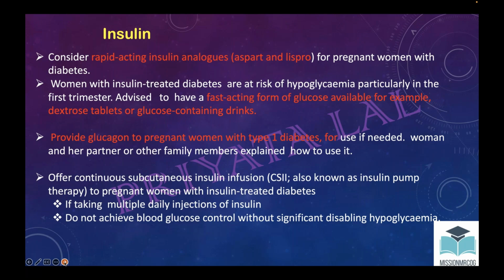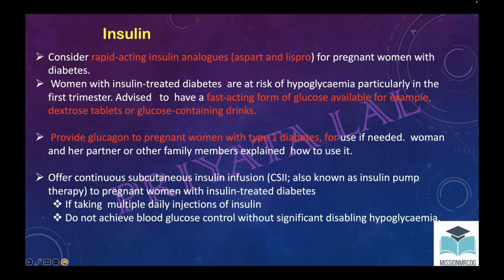So we have to advise them that they have to keep glucose containing drinks or dextrose tablets with them. Type 1 diabetes mellitus people are at very high risk for having it. So they should be given a glucagon injection. Apart from this, this is what they have said about insulin.